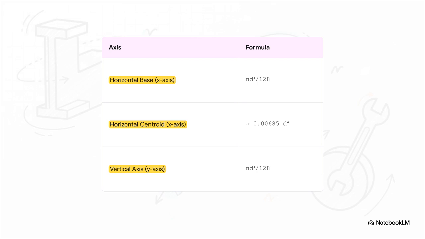For the semicircle, these are the three values you need to lock in. About its horizontal base, the standard formula value is pi d to the fourth over 128. About its horizontal centroid, we have that calculated value of about 0.00685 d to the fourth. And about its vertical axis of symmetry, it's actually the same as the base, another standard value, pi d to the fourth over 128. These three are absolute gold for your exams.